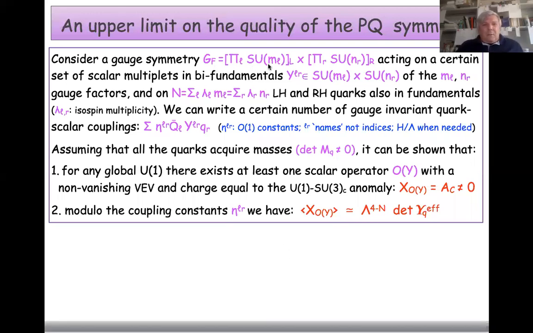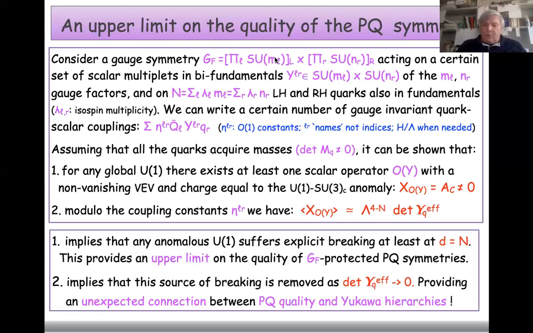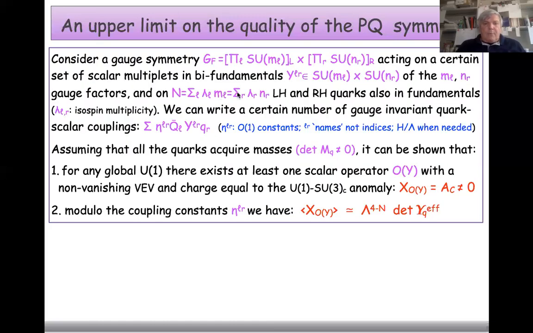So consider a generic gauge symmetry, which has a product of left-handed groups and right-handed groups, which act on a certain set of scalar multiplets in the bifundamental. So a set of Y. These are not group indices, these are names. This is the scalar that transforms under SU(N) left, SU(N) right. So then I have n left-handed and right-handed quarks, where n is the sum of the dimensions of the various groups weighted with the multiplicity, possibly of some electroweak isospin. So they must match, no? I need the same number of left-handed quarks and right-handed quarks, again for QCD gauge invariance.